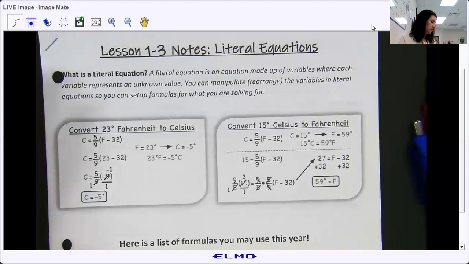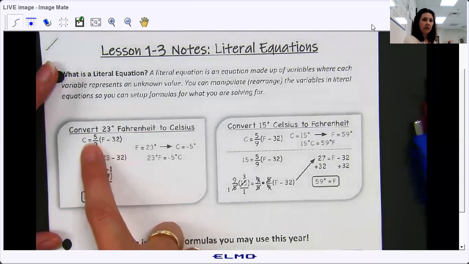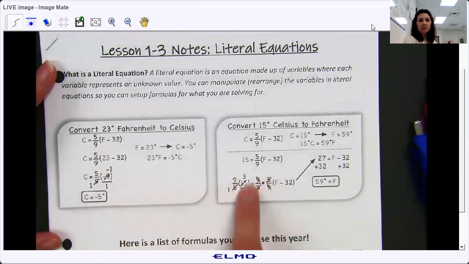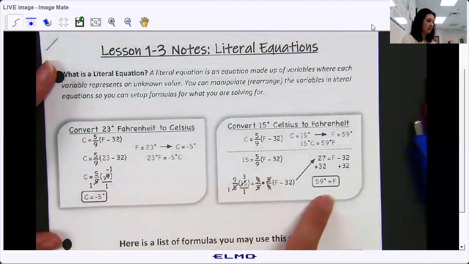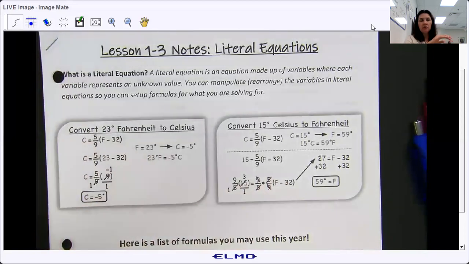At the top of your notes of 1-3, you will see an example of the Celsius equation converted here to a Fahrenheit equation, where you could solve for F. So here they're taking the Celsius equation, they're solving it for Celsius, but then you can plug it back into the Fahrenheit equation or the Celsius equation to solve for the Fahrenheit. And so that's kind of what we're going to be doing with some of our other equations as well.